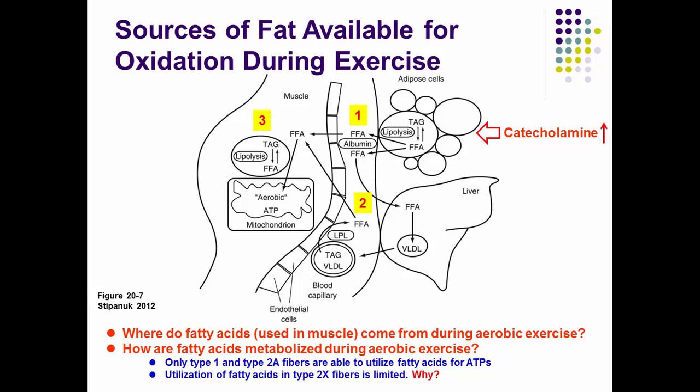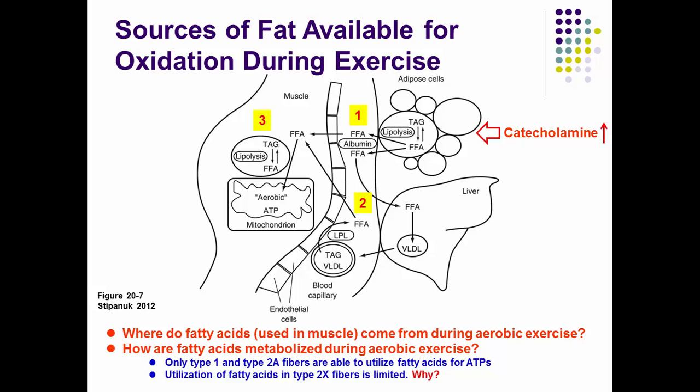Now, sources of fatty acids for oxidation during aerobic exercise. There are three sources. One is from the hydrolysis of triglyceride in adipose tissue. During exercise, the catecholamine levels are increased. Catecholamines, like epinephrine, are important hormones that stimulate lipolysis to push the hydrolysis of triglyceride and release fatty acids. So fatty acid levels increase during exercise and can be picked up by the muscle and oxidized aerobically to produce ATP. So this is one source of fatty acids.